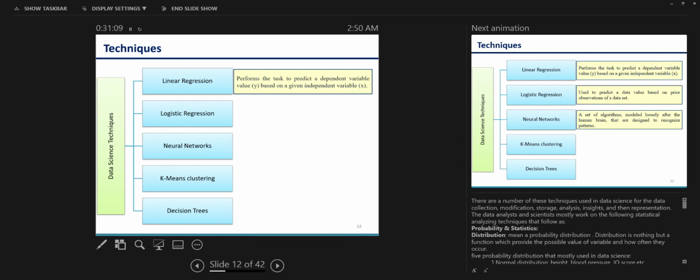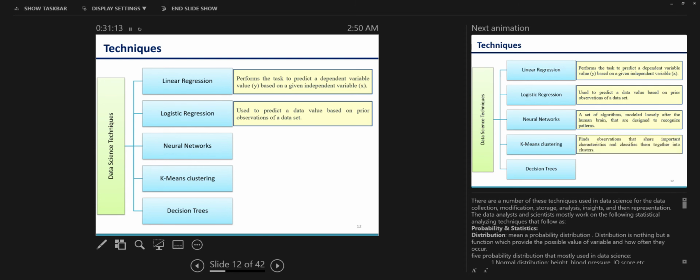Next we will talk about logistic regression. Logistic regression is used to predict a data value based on prior observations of the data set. So based on the observations we have seen previously, we make new predictions or future predictions for a particular field or particular data. And we have the neural network.